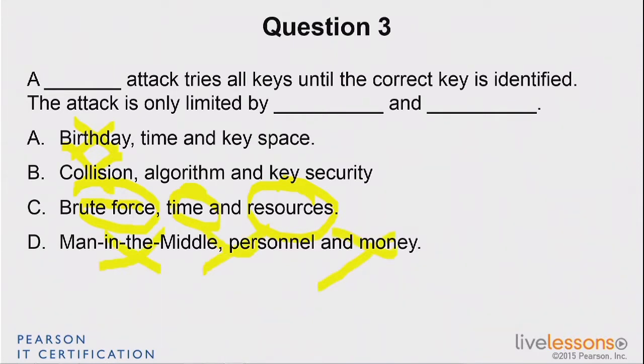So C, which we liked best to begin with, a brute force attack tries all keys until the correct key is identified. The attack is only limited by time and resources.